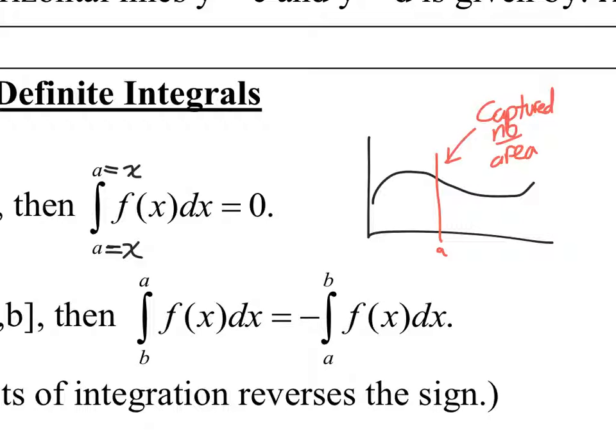So I'd label this as a, but that if I were to create a line here, that would be the line x equals a. Right? Now here I'm saying that I'm going from x equals b to x equals a, specifically from b to a. All right? So I'll label that as x equals.